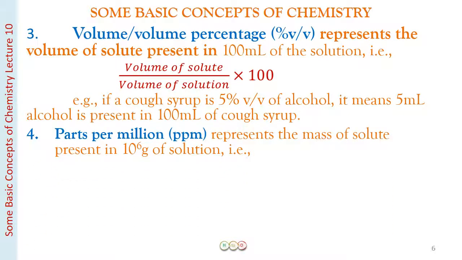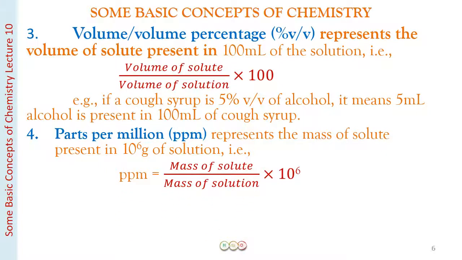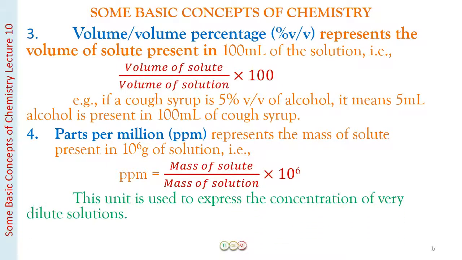Next we have parts per million, ppm. This represents the mass of solute present in 10 power 6 grams of the solution. So this would be mass of solute over mass of solution into 10 power 6, with the mass of both solute and solution being in grams. And this unit is used to express the concentration of very dilute solutions.